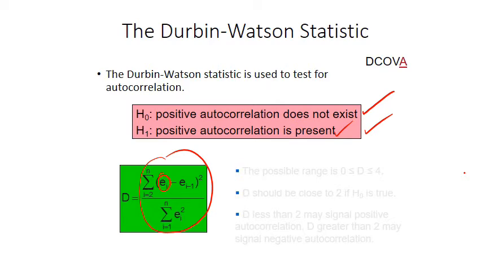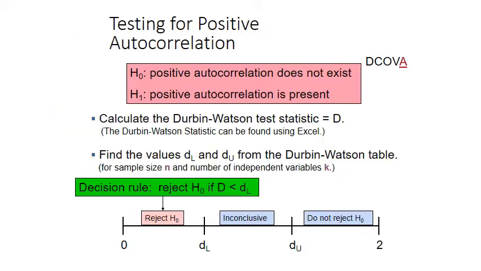You know E is error, which is y minus y hat, and then E square, and it starts from 2, which means that E2 minus E1, E3 minus E2, E4 minus E3, it continues, and then we get D. After calculating D, this is the rejection and acceptance criteria for the Durbin-Watson statistic.